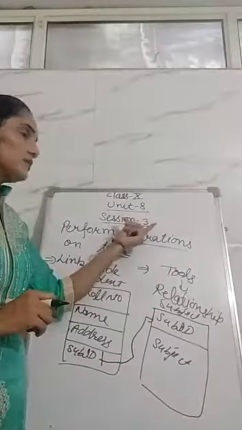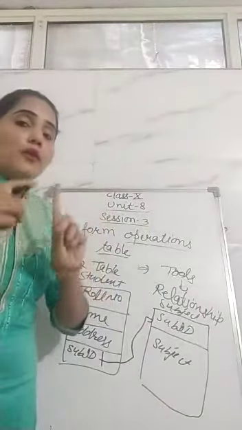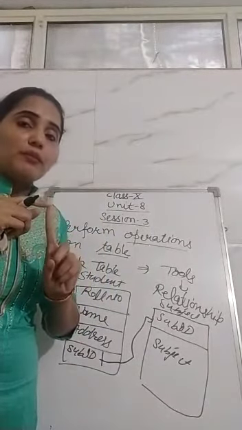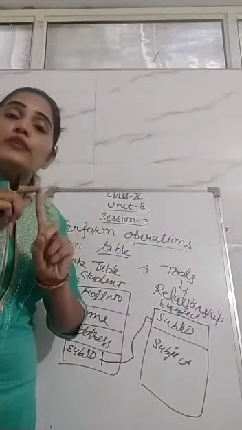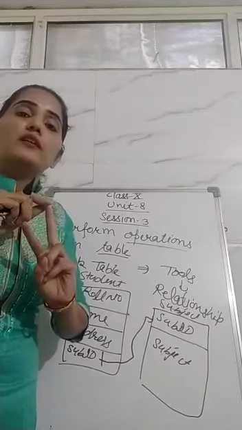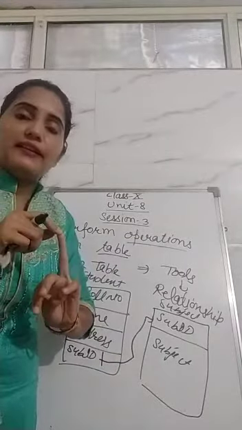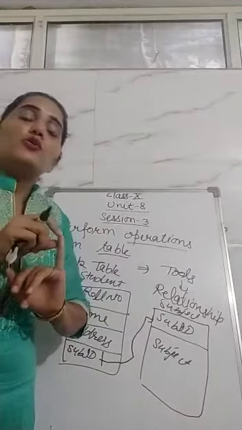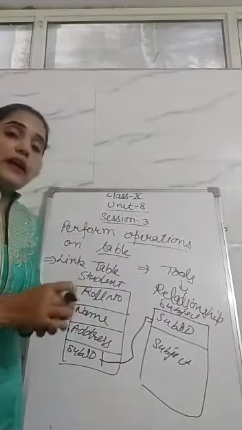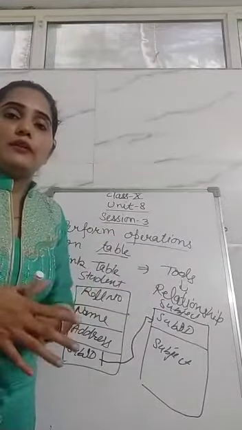Clear, my dear students? In session number 3 we discussed 4 topics. The first topic is how to delete a record. Next is how to set the relationship between tables. Then, what do you mean by referential integrity, and how to sort the data in a table. These 4 topics we discussed in today's class. If you have any doubt, you can ask me.